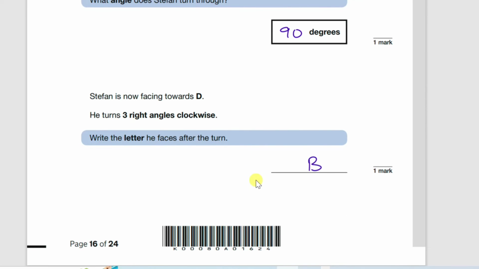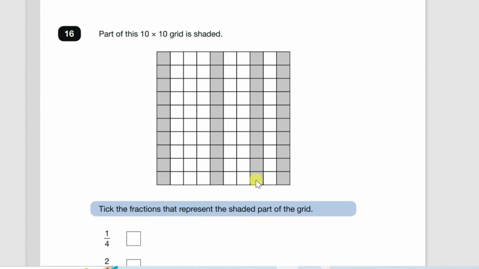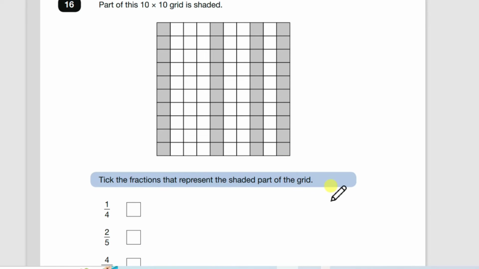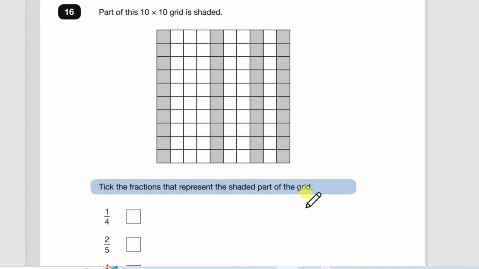Cool. That's an interesting question. I actually like this one a lot. Quite unique. Now, 16. Part of this 10 by 10 grid is shaded. Take the fractions that represent the shaded part of the grid. Okay, so let's have a look.